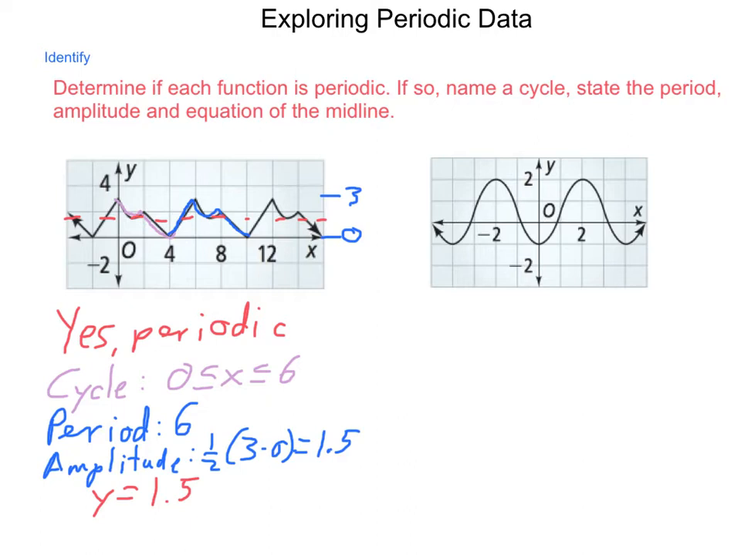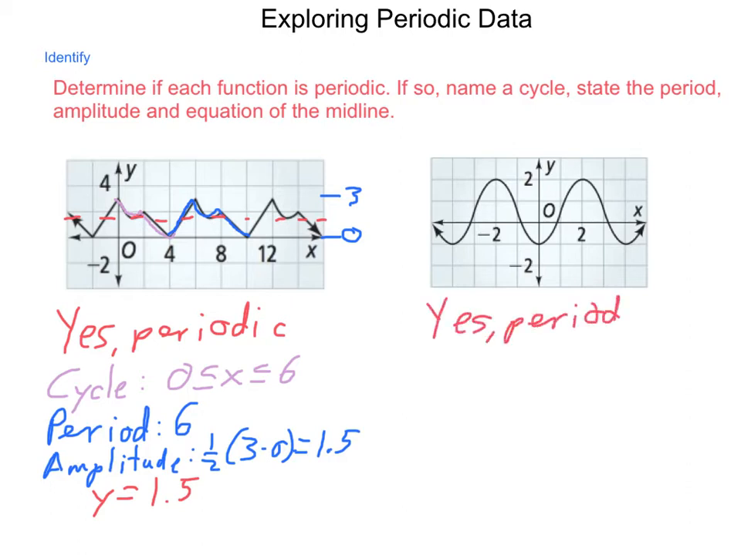Let's take a look at the second graph that is shown. Is this periodic? Does it follow a repeated series of y values over time? And the answer again is yes, it is periodic.